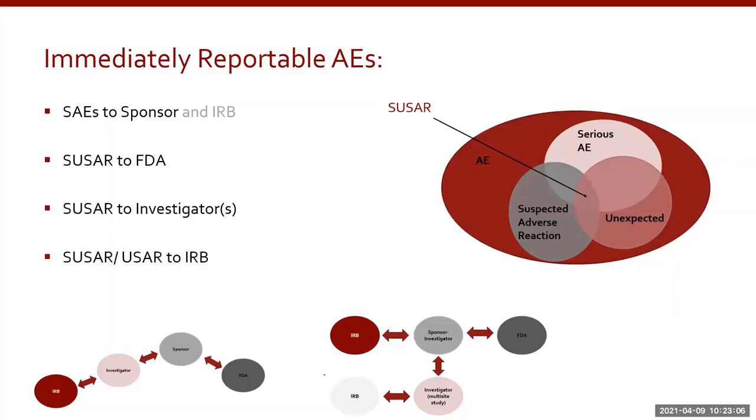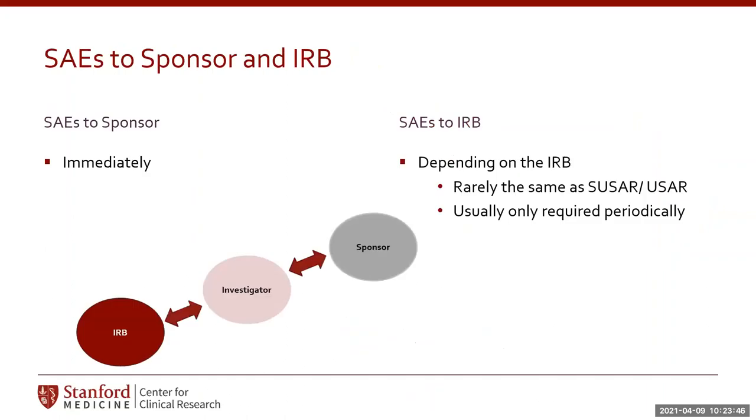These are the timelines for reporting. I'm dividing this into immediately reportable adverse events and periodically reportable. And I'm mostly going to concentrate on the immediately reportable. SAEs to sponsor. I put IRB in a shaded gray because some IRBs are still asking for it. SUSARs to FDA, SUSARs to investigators, and then SUSARs or unexpected serious adverse reactions to IRB. And I will go over them one by one now. Okay.